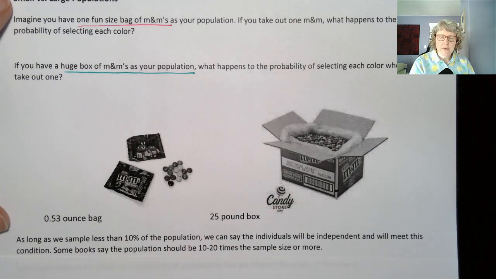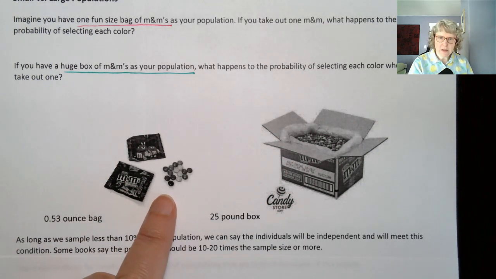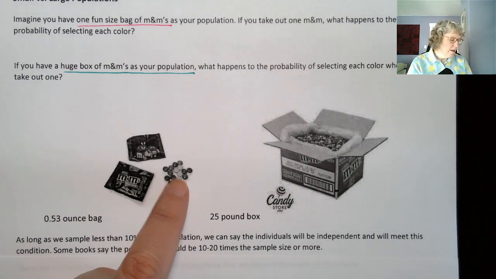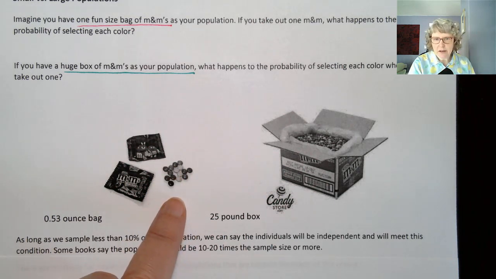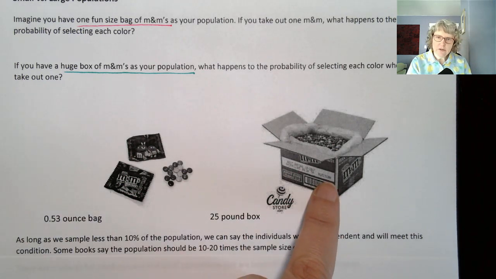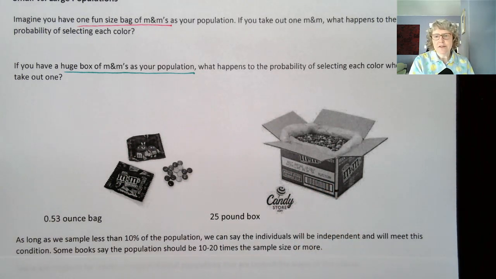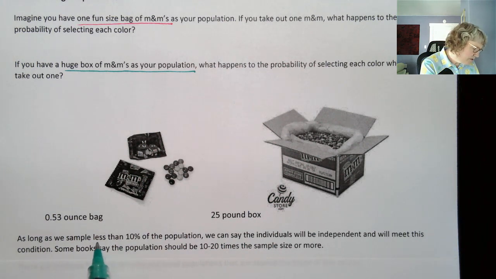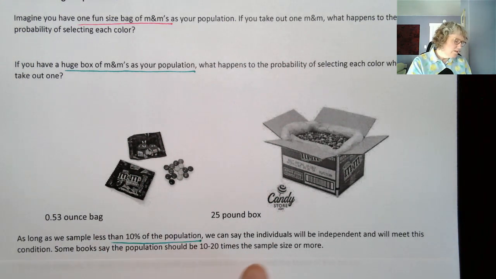Because if we take one M&M out of our tiny bag, then we would say these M&Ms are no longer independent from each other because the probability changed a lot. Versus if we take one out of the giant box, we could still consider them roughly independent because we've changed it, but it's so small, it's not going to affect our calculation. Okay, so that's why we use this condition. We say as long as we sample less than 10% of the population, we can say that individuals will be independent and meet this condition.